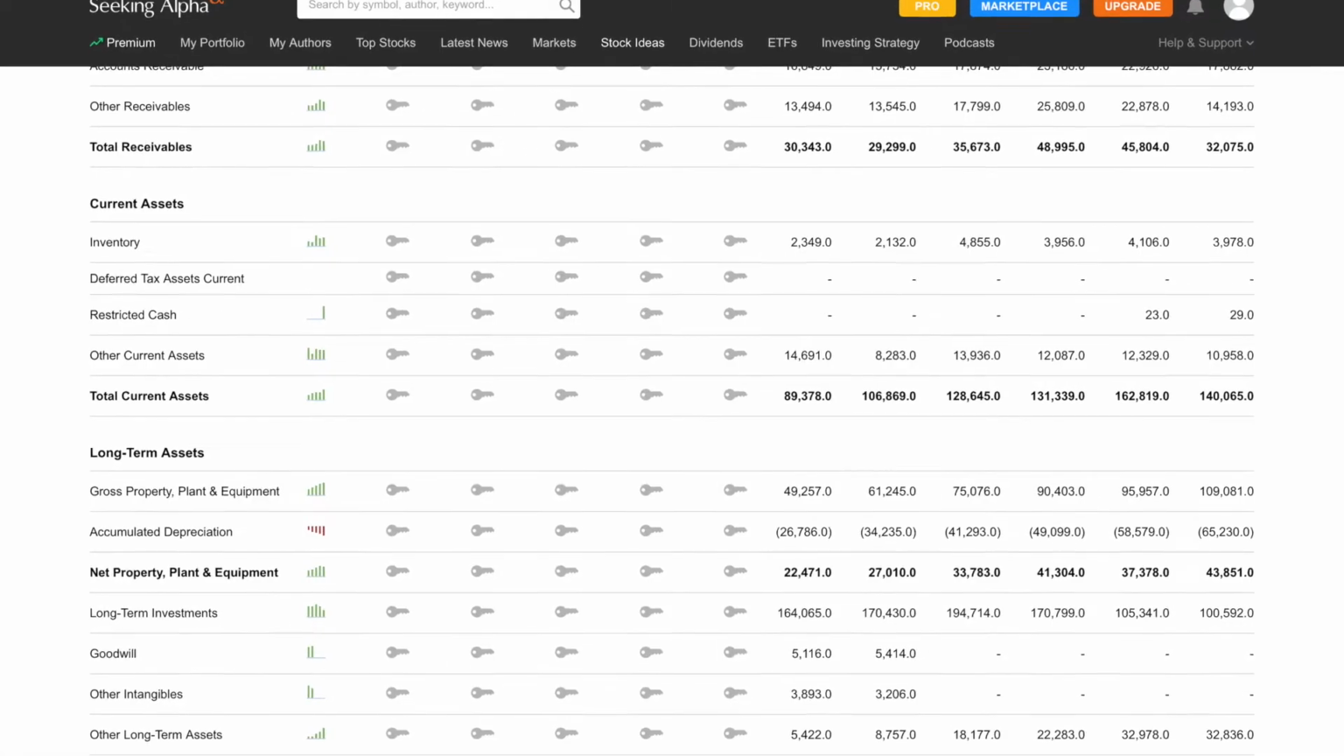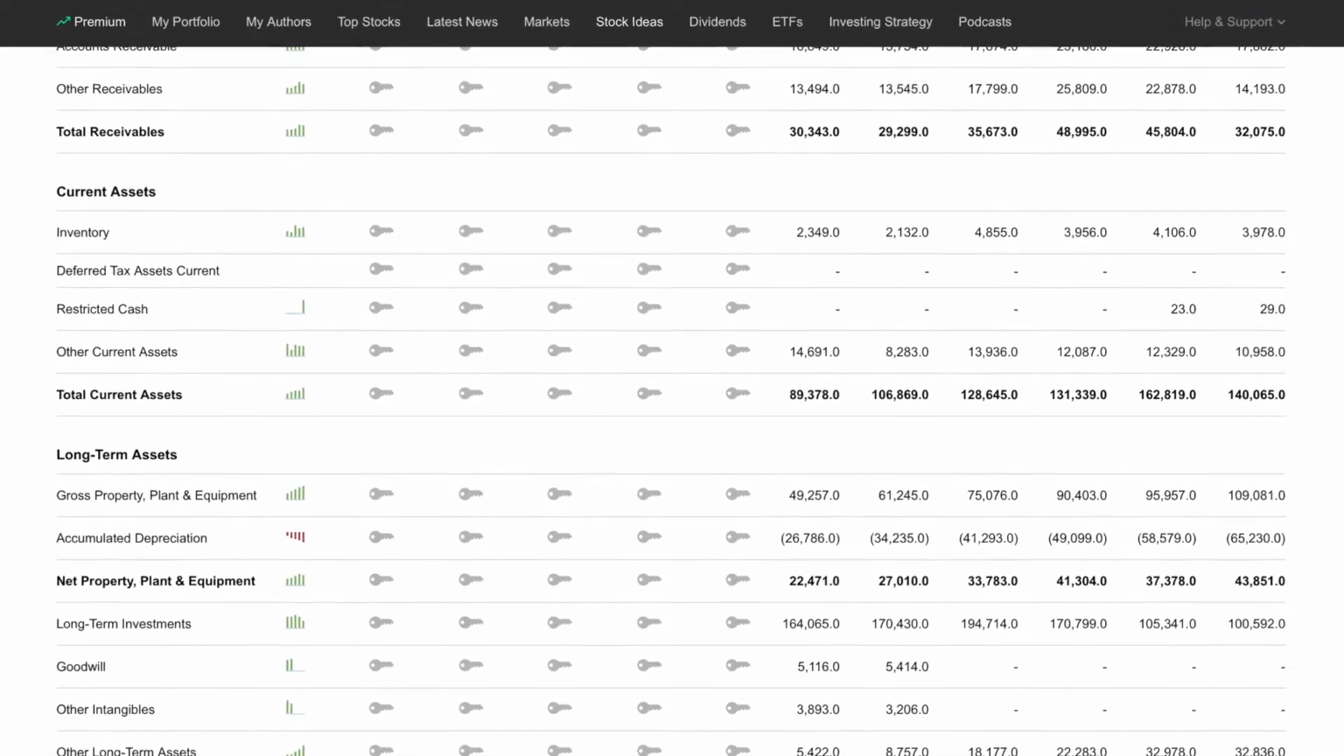Now, this is an important one that I personally always look into. So, next up, inventory. Inventory is a company's products and goods available to be sold. These are essentially products that are still in stock that have not been bought yet. And you guys can find inventory on the current asset section of the balance sheet.